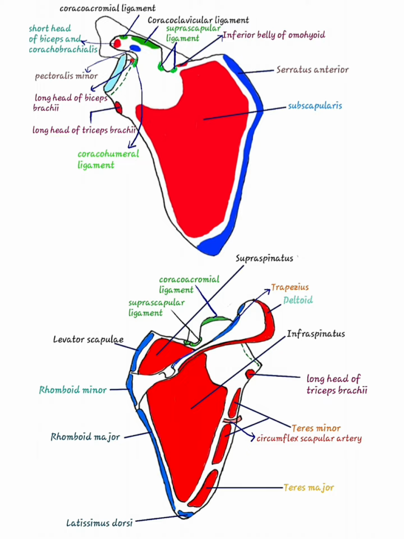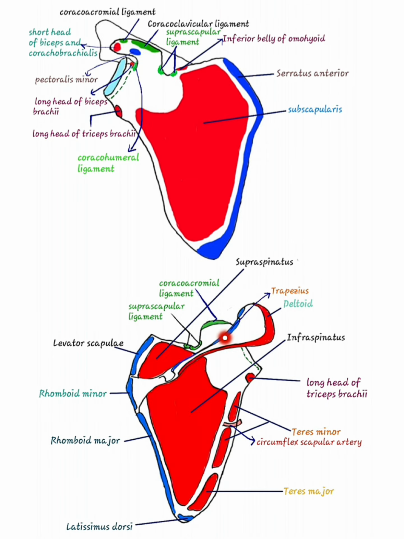Trapezius inserts on upper lip of spinous process and medial border of acromion process. This is dorsal aspect. This is medial border. Along the dorsal aspect of medial border from superior angle to the root of spine, levator scapula inserts, opposite to the root of spine, rhomboid minor inserts, from the root of spine to the inferior angle, rhomboid major inserts. Latissimus dorsi inserts on the dorsal aspect of inferior angle.